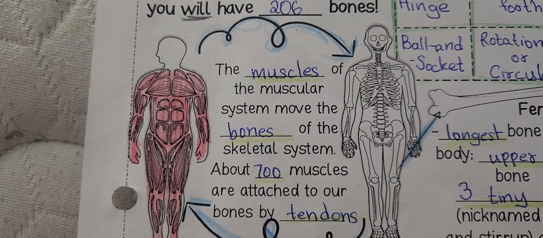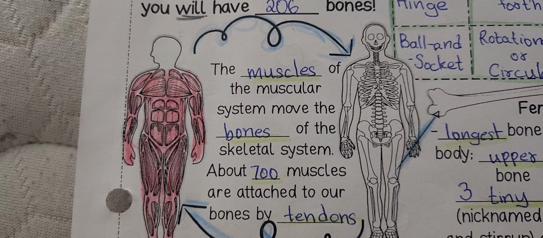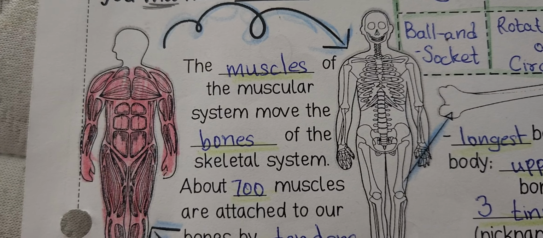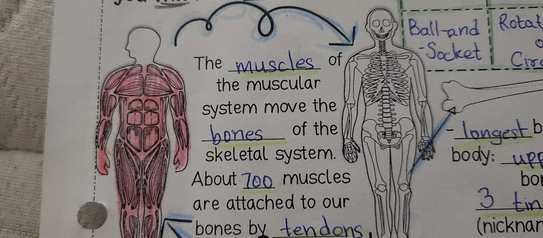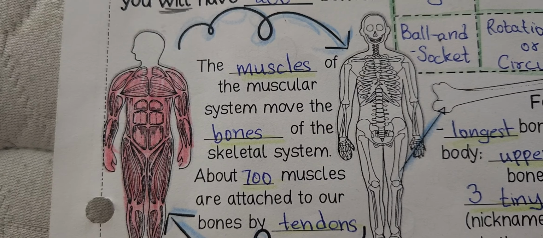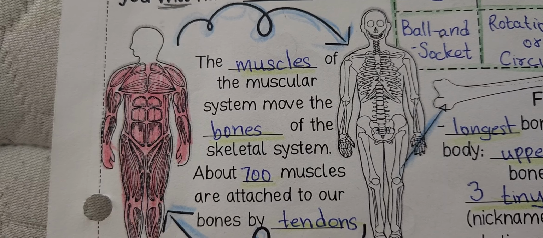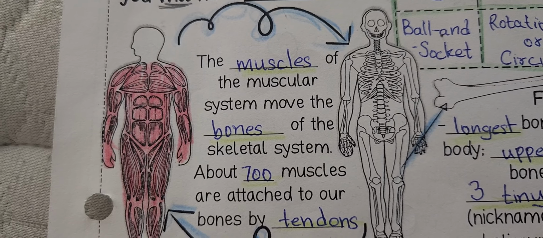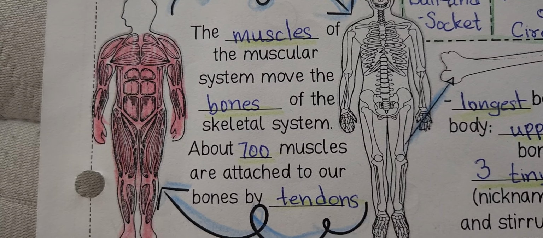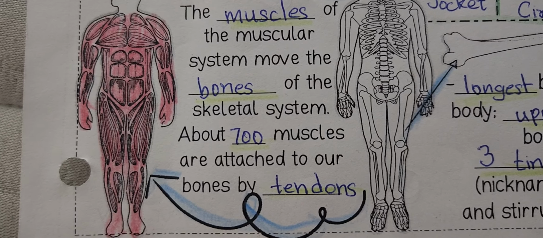Now let's quickly look at another system which works closely with the skeletal system, and it is called the muscular system. The muscles of the muscular system move the bones of the skeletal system. So basically, that statement means that the muscular system and the skeletal system work together to help us move, or the muscles help our bones move. About 700 muscles are attached to our bones by tendons.